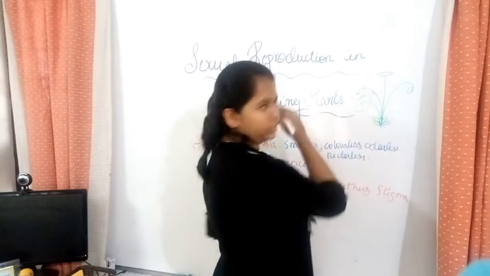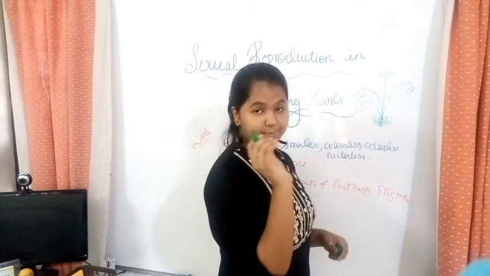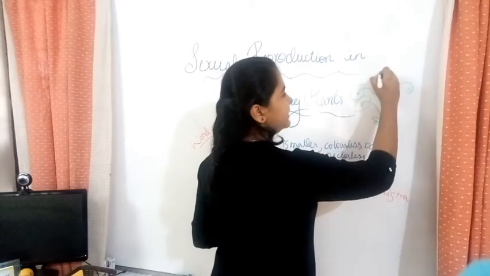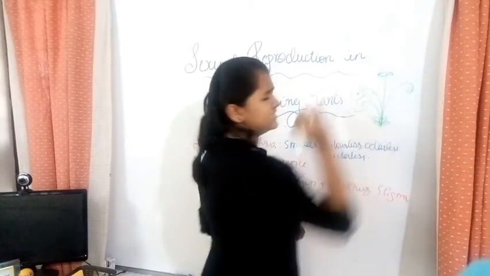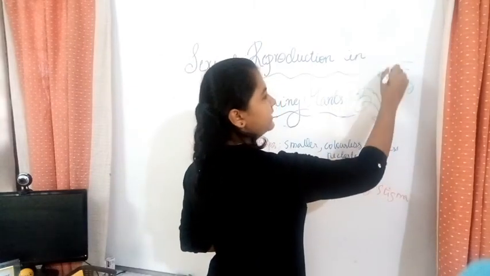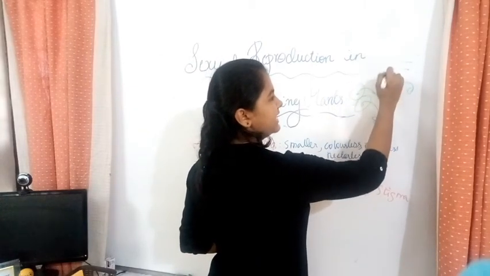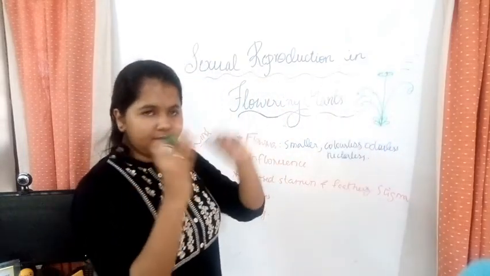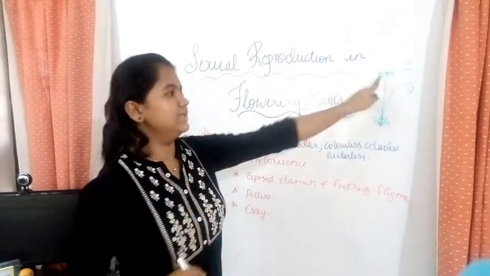The wind can blow the pollen grains away. And the stigma is feathery. Why is the stigma feathery? If the wind is moving and there are particles, these particles can get stuck over here with the help of the feathery structures on the stigma.